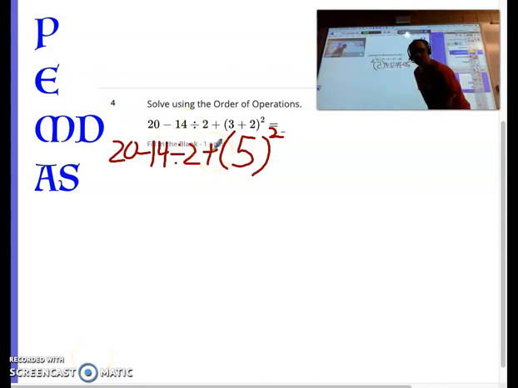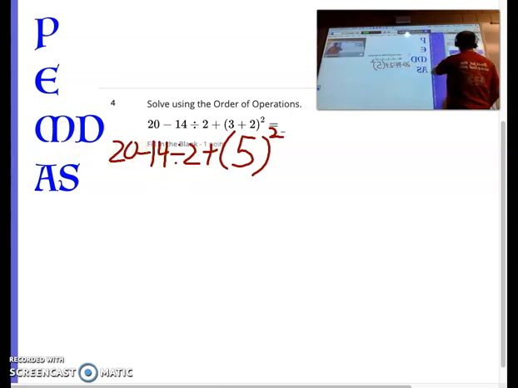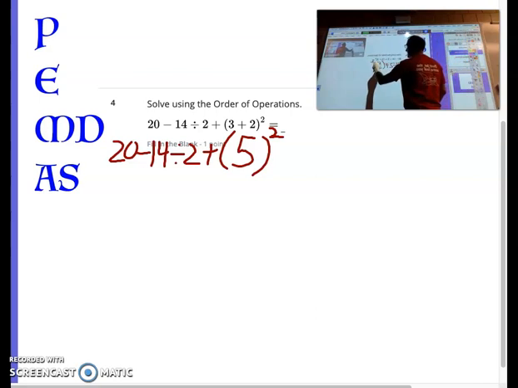Yes. Anything to do in there? No, so we can ignore it for a second. We go on to exponents. Any exponents? Yes. This is 5 to the power of 2. That answer is not 10.